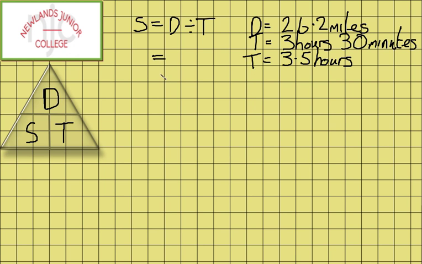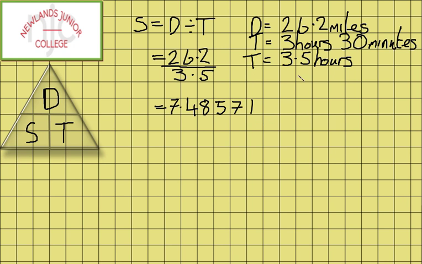Okay, that's all we need to do now to calculate our answer. Speed equals distance divided by time. Distance is 26.2 divided by the time, which is 3.5. Use your calculator, and that will give you an answer of 7.48571.